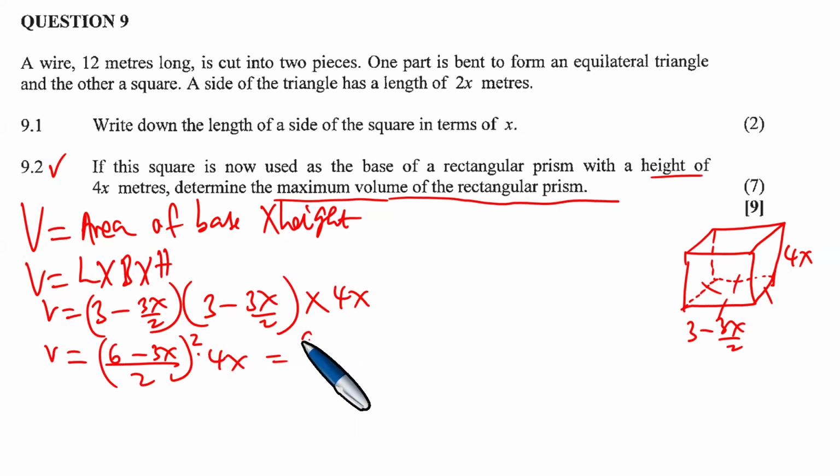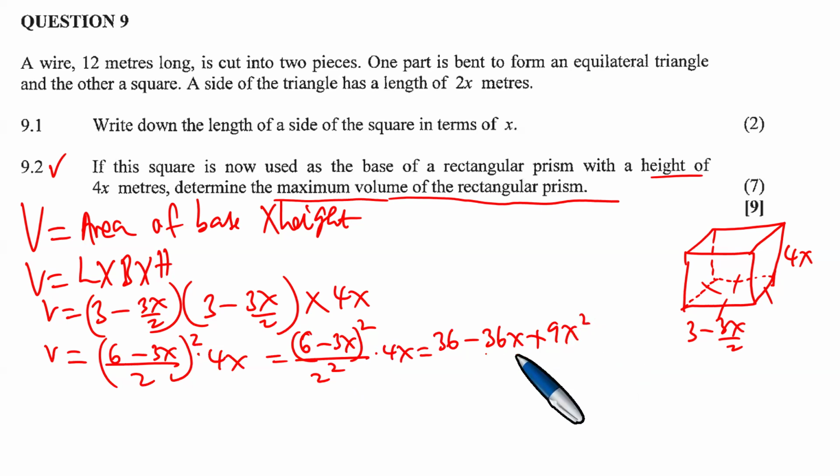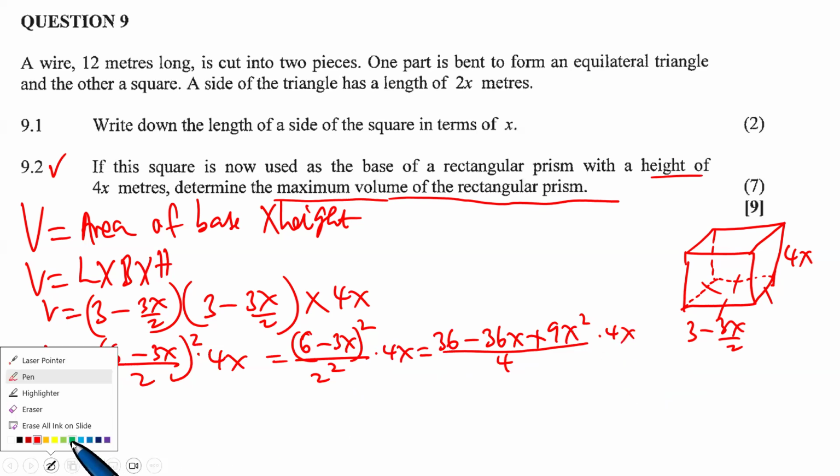Okay, now at this point, you can write this one as (6 minus 3x) squared over 2 squared, times 4x. You square the 6, you get 36. 6 times 3 is the same as 18 by 2, and that gives exactly 36 as well. So this is minus 36x plus, you square minus 3, you get 9x squared. 2 squared becomes a 4, and this is 4x. Okay, pay particular attention.